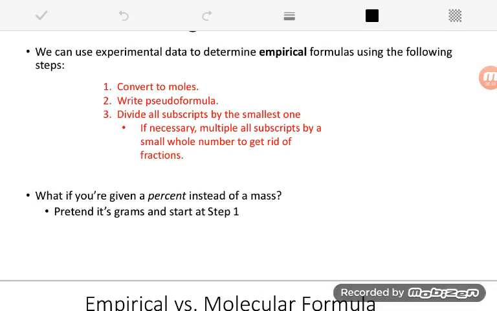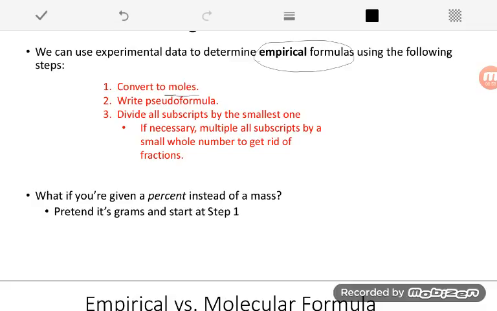First of all, let's say we're given grams of an element after they broke down a compound. We can use this to determine the empirical formula, so that's the lowest whole number ratio of the elements, using a few simple steps. We're going to take whatever grams they gave us, we're going to convert them to moles. We know how to do that.